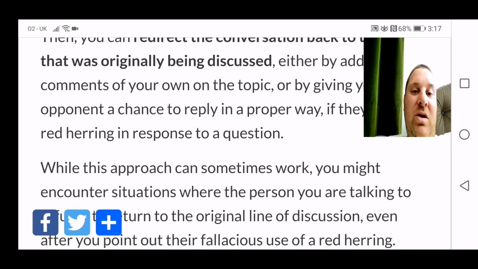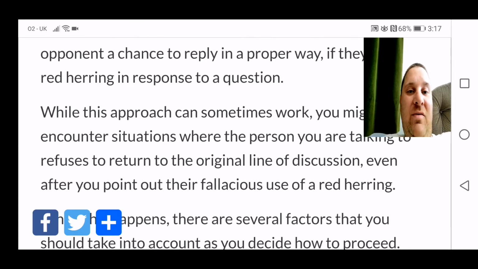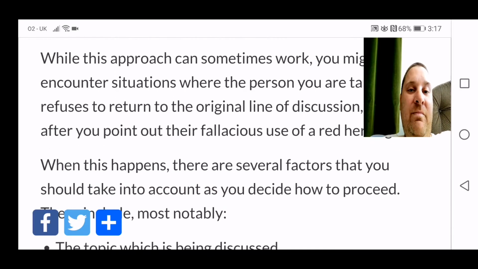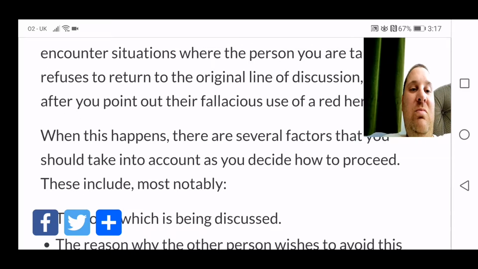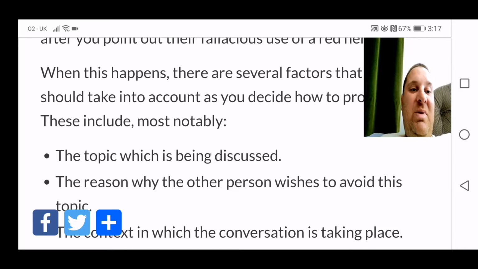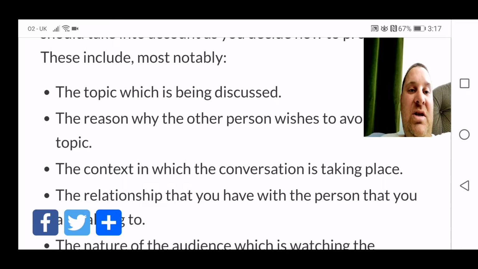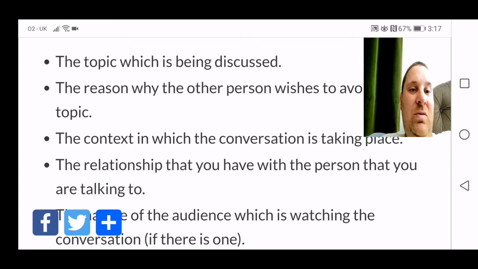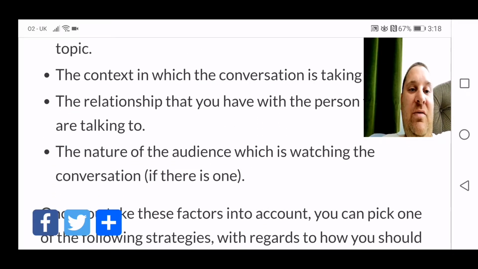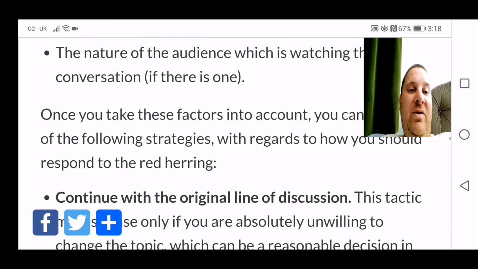While this approach can sometimes work, you might encounter situations where the individual you are talking to refuses to return to the original line of discussion, even after you point out the fallacious use of a red herring. When this happens, there are several factors that you should take into account as you decide how to proceed. These include, most notably, the topic which is being discussed, the reason why the other individual wishes to avoid this topic, the context in which the conversation is taking place, the relationship that you have with the individual that you are talking to, and the nature of the audience which is watching the conversation, if there is one. Once you take these factors into account, you can pick one of the following strategies with regards to how you should respond to the red herring.